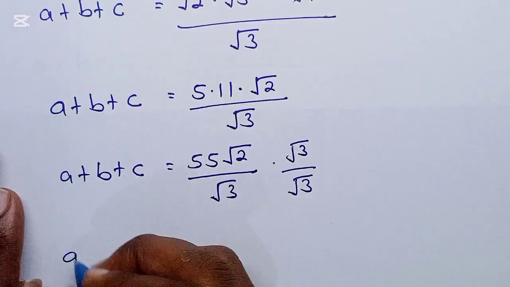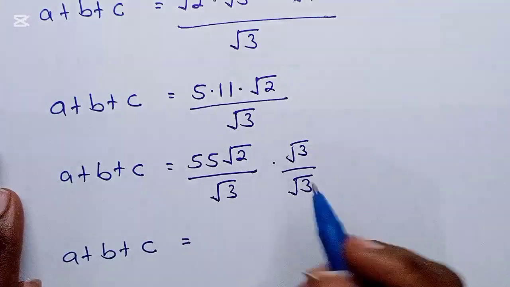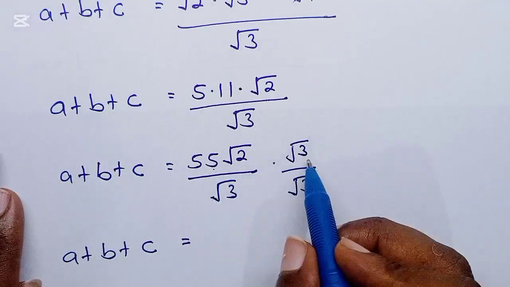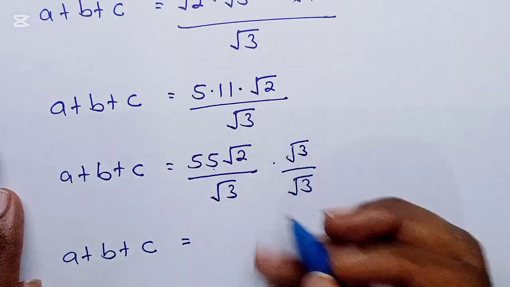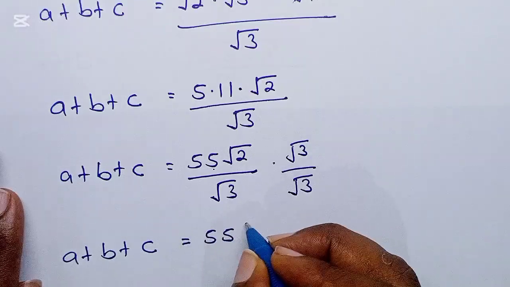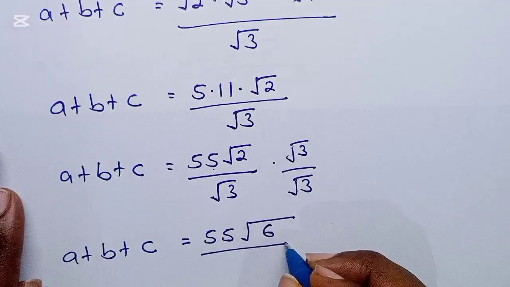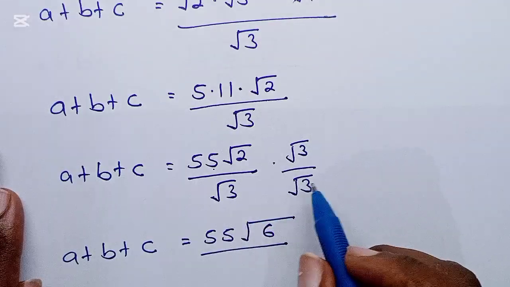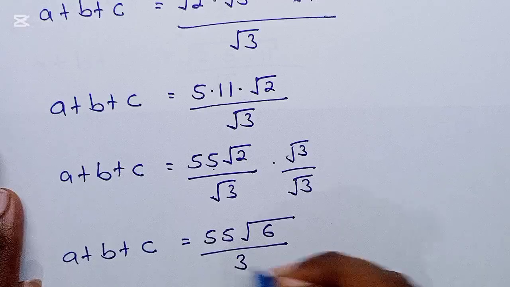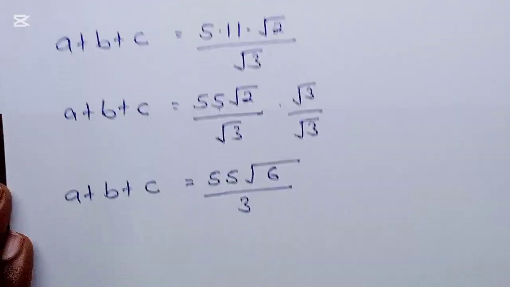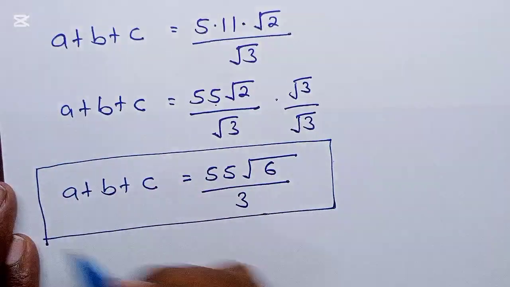Okay, so a plus b plus c will be equals to this times this, which is the same as 55 into root of 2 times 3. So we shall have 55 into root of 2 times 3 is 6 over root 3 times root 3, which is root 3 squared. So the square cancels with the square root and we're left with 3. So this is the value of a plus b plus c, which was required.